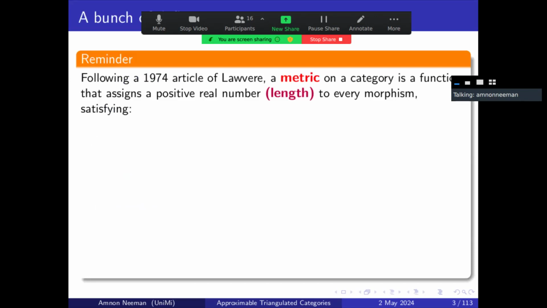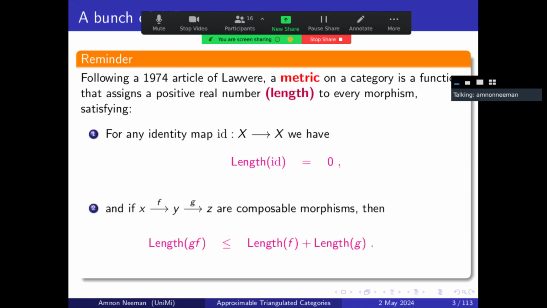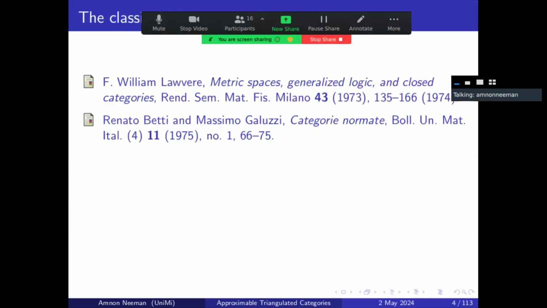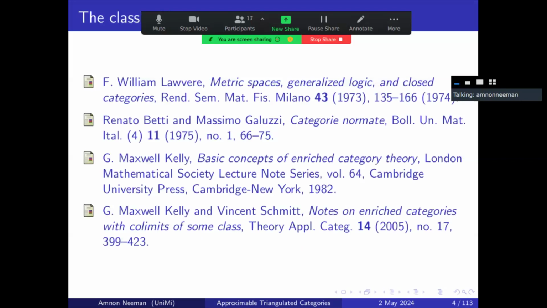The idea of putting a metric on a category goes back to a very old article by Lawvere. All it amounts to is you assign a positive real length to every morphism with the properties that all identities have length 0 and the triangle inequality holds. By the triangle inequality, I mean that the length of the composite is less than or equal to the sum of the lengths. The literature goes back to the 70s and early 80s.